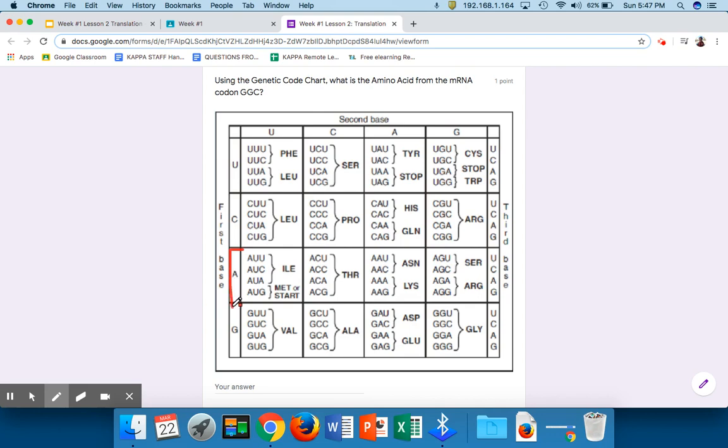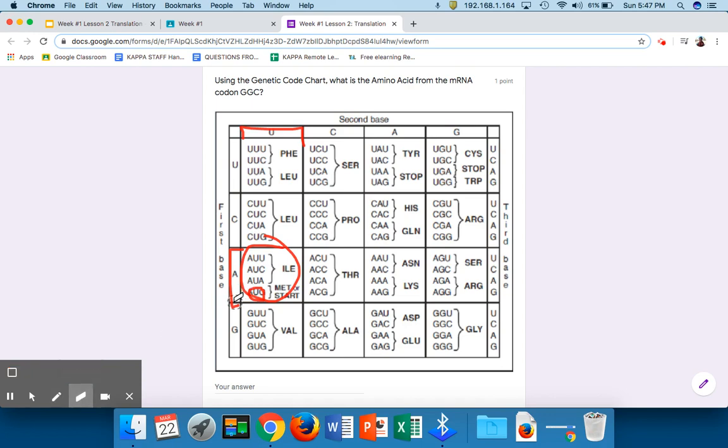And for AUG, the amino acid that's made, so I have A, no, that's in this row, U, which I know is in this column. That brings me down here, and I see AUG right there. The amino acid is MET or start.